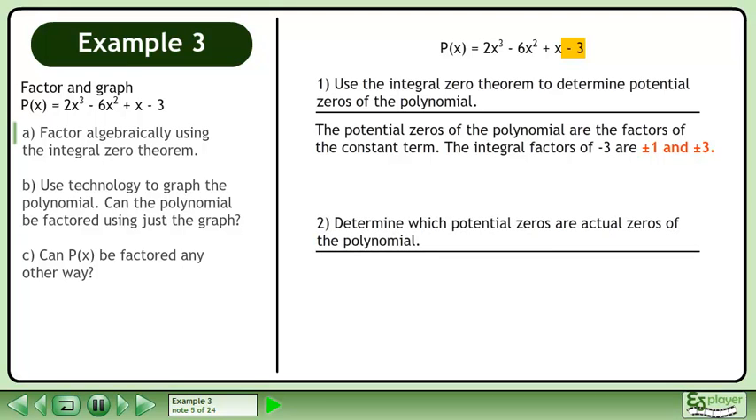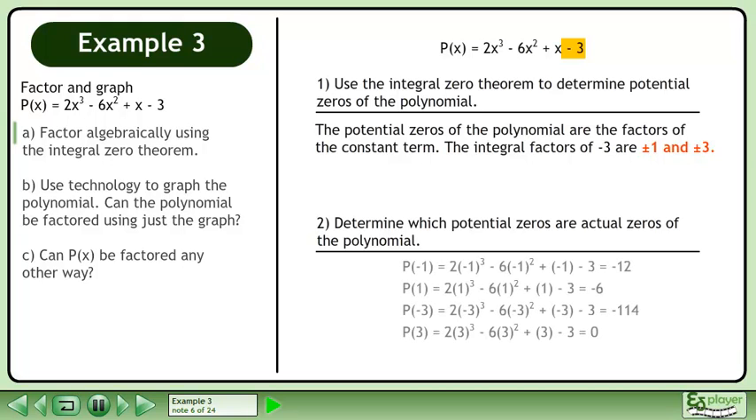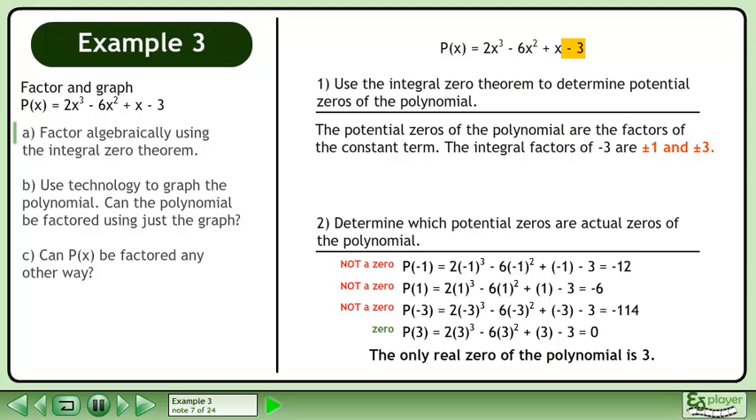Determine which potential zeros are actual zeros of the polynomial. The calculations for this step are shown. The only real zero of the polynomial is 3.